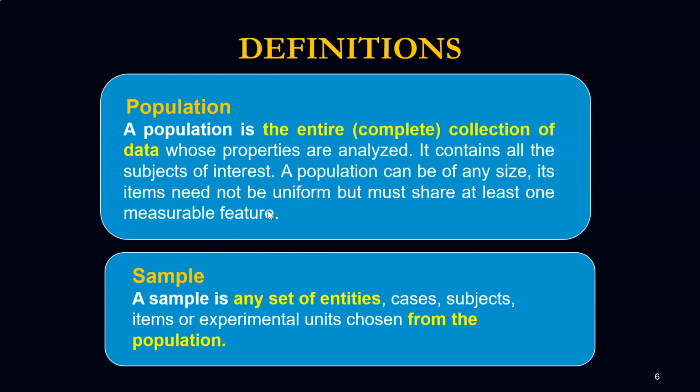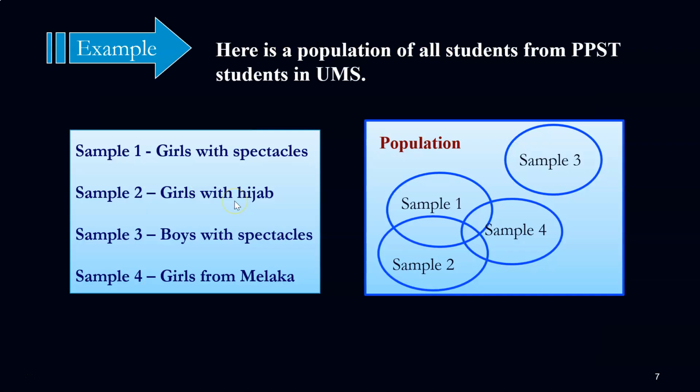Okay, while when you have population, you will also have sample. So a sample is any set of entities, cases, subjects, item, or experimental units chosen from the population, which means that sample is a bit smaller than population, or we can say that sample is actually a subset of the population. Sample tu kecil sikit daripada populasi.